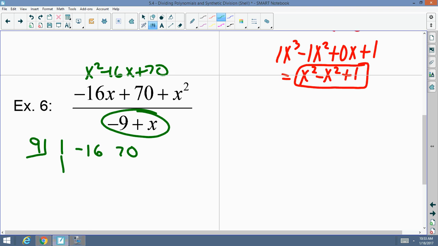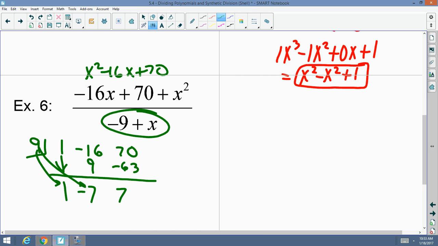Now I drop my first number, always. Now what's 9 times 1? What's negative 16 plus 9? Negative 7. Now what's 9 times negative 7? Negative 63. What's 70 minus 63? 7. Now I'm going to write my answer.